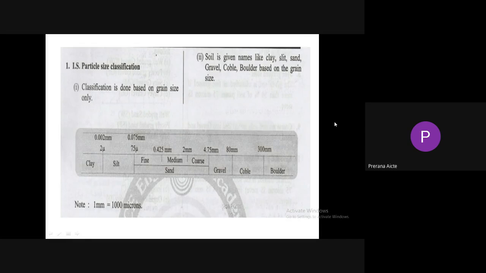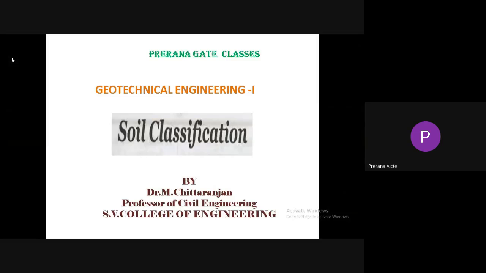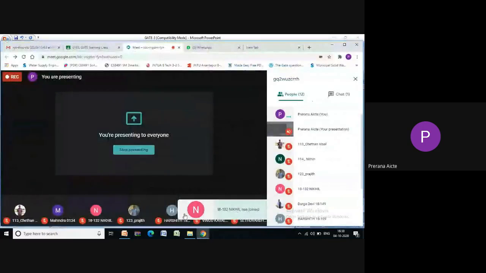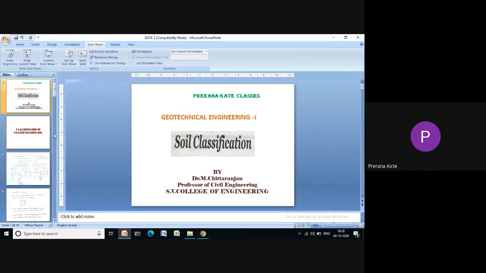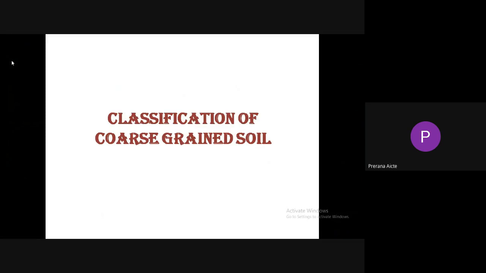Here, I don't consider any Atterberg limits, liquid limit, plastic limit or any other Atterberg limits. That's why this Indian soil classification system is based on particle size only. This is one classification. Now if you come to the second classification, the classification of coarse grained soil.